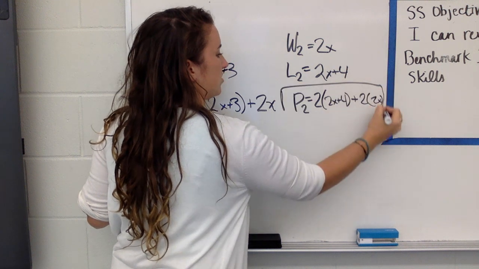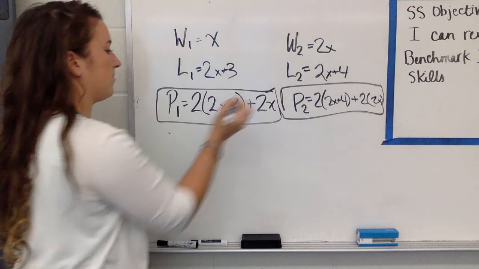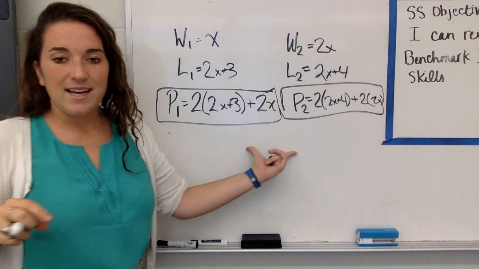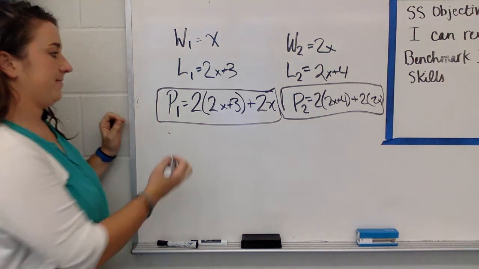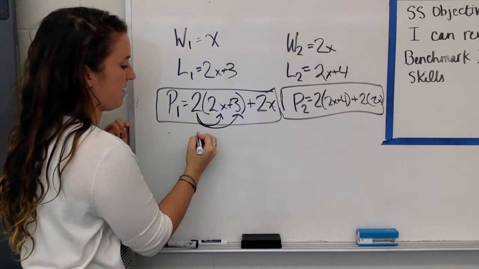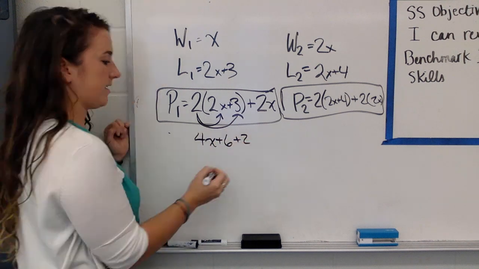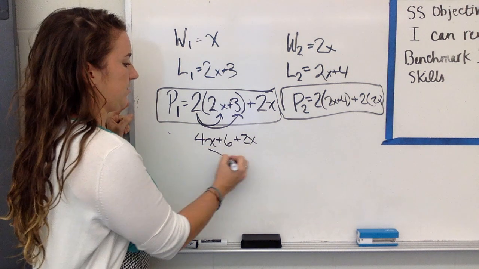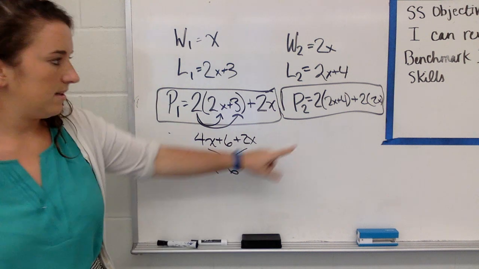So we have perimeter 2 and perimeter 1. These two things equal each other. Before I set them equal to each other, let's simplify them more. I can simplify this by distributing, so it'll be 4x plus 6 plus 2x. Then I can further simplify this by combining like terms. So I combine my 4x and my 2x, 6x plus 6.